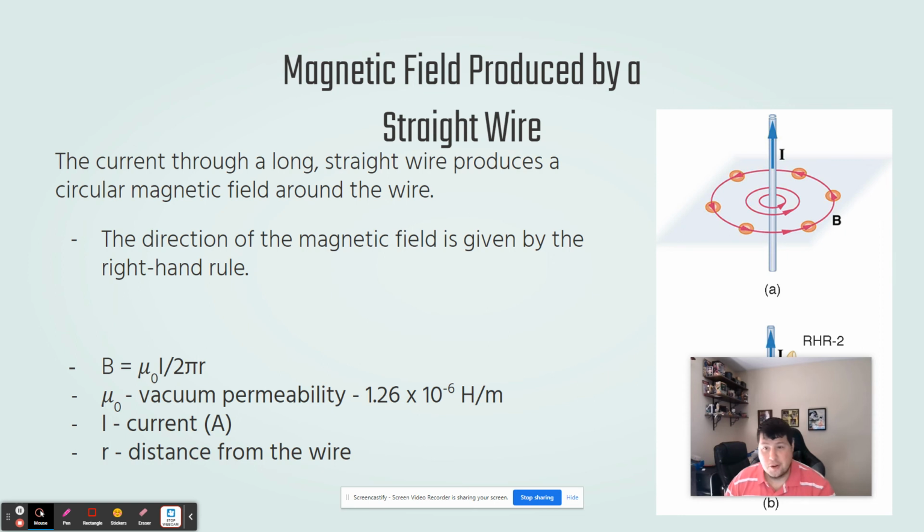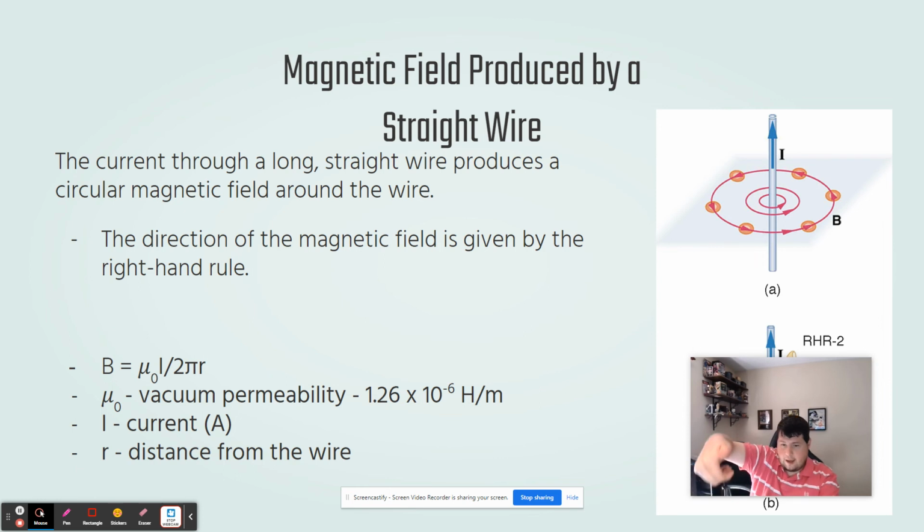First off, if we want to know the direction of the magnetic field, it is given by the right-hand rule again. But now I can't do the one with the 90-degree angles because this is a circular field. So instead we use a different version of the right-hand rule, where I use my thumb and then I curl my fingers around like this here.